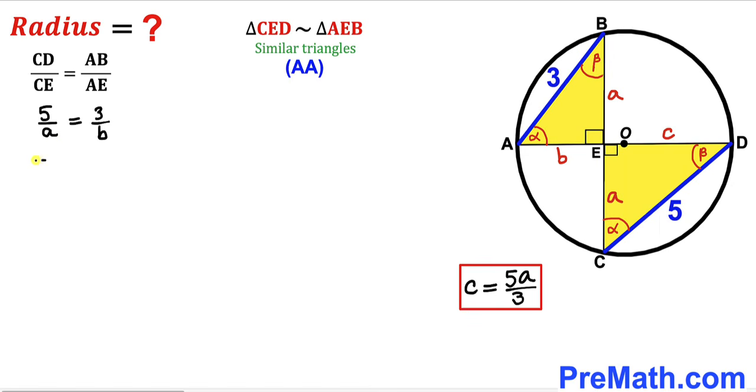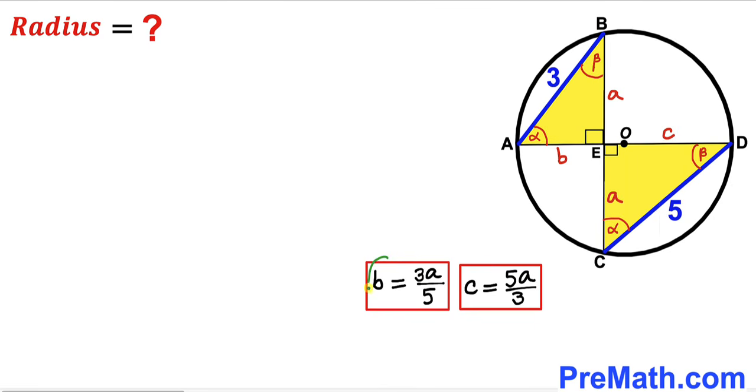So therefore we can write 5 times b equal to 3 times lowercase a. Let's divide both sides by 5 to isolate b. So therefore our lowercase b turns out to be equal to 3 times a divided by 5. So thus we got b equal to 3 times a divided by 5.